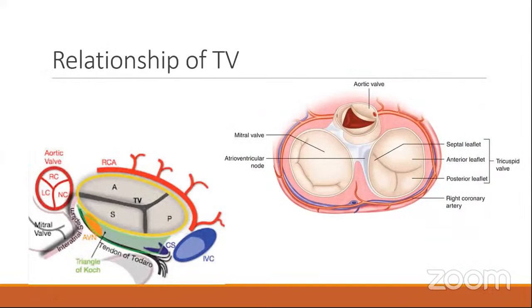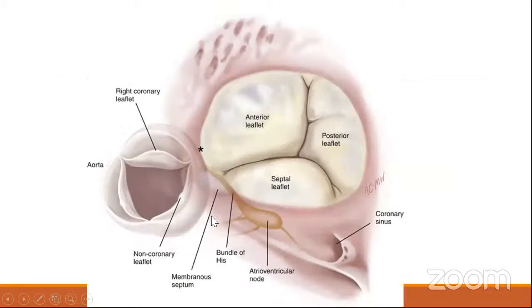So the relationship of the tricuspid valve in the heart: you can see that the anterior leaflet is close to the RCA, so you have to be careful on this side. The septal leaflet is close to the triangle of Koch, and as you all know, the AV node lies within the triangle of Koch. So you have to be careful here when you're taking your sutures. And there's the IVC and the coronary sinus behind the posterior leaflet. Here also, you can see the septal leaflet, how close it is to the AV node.